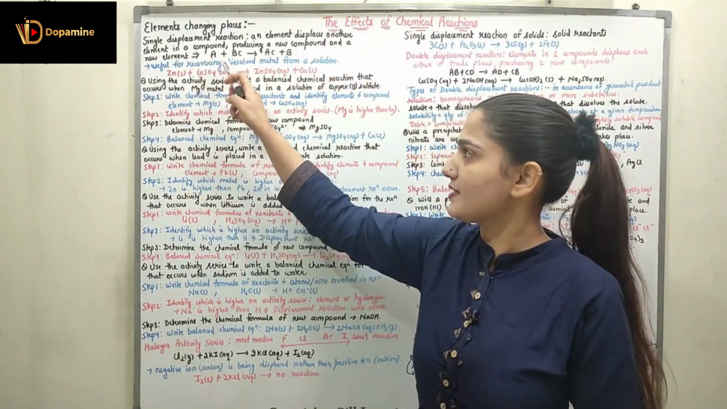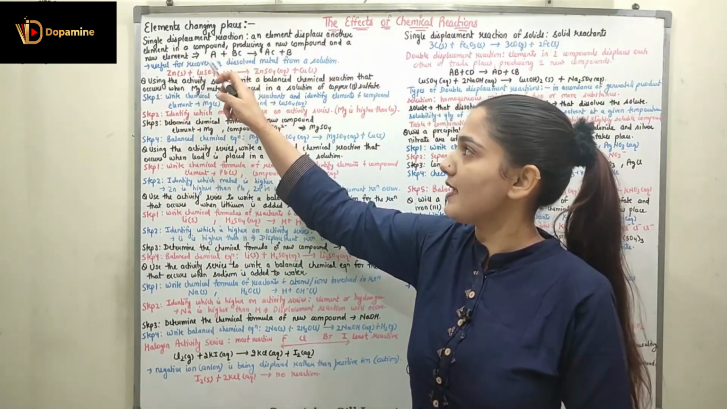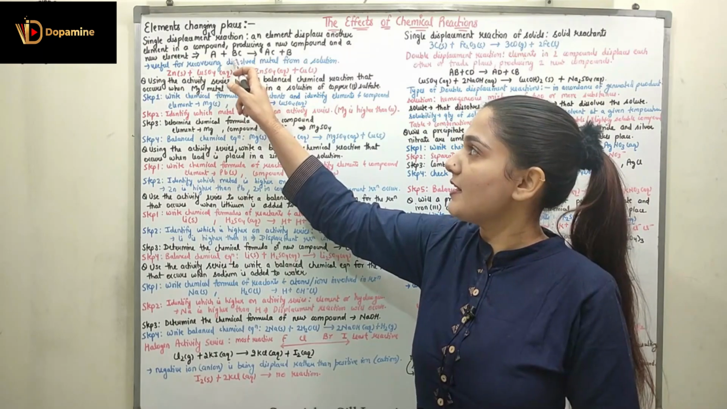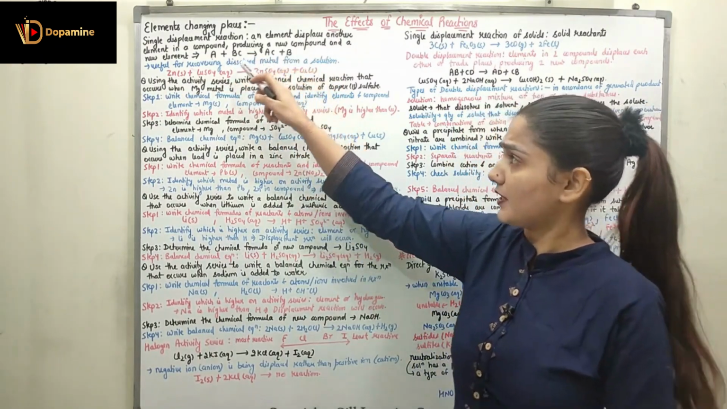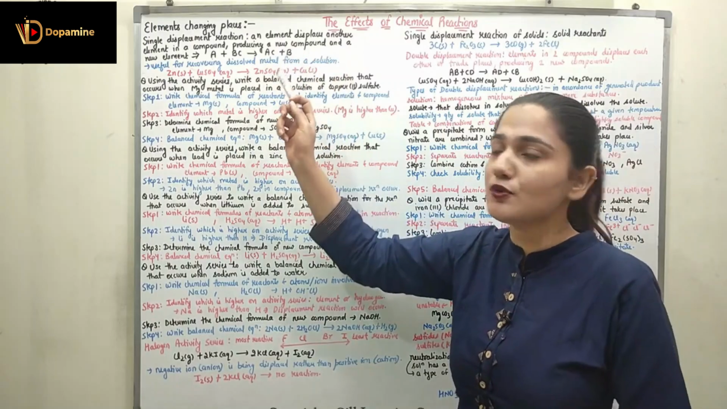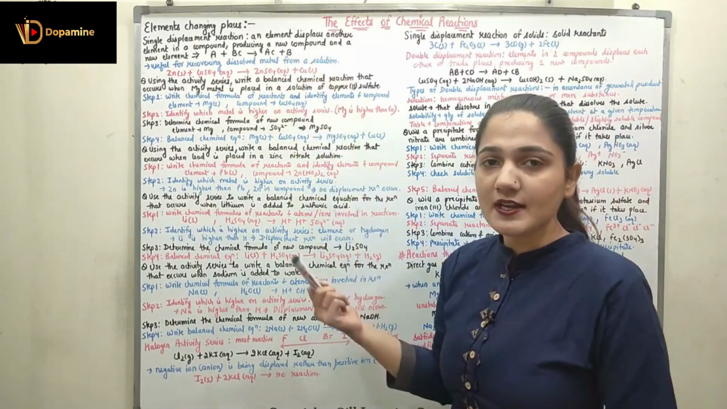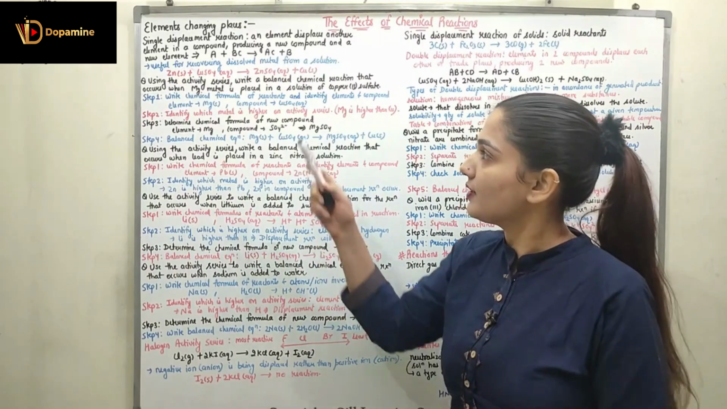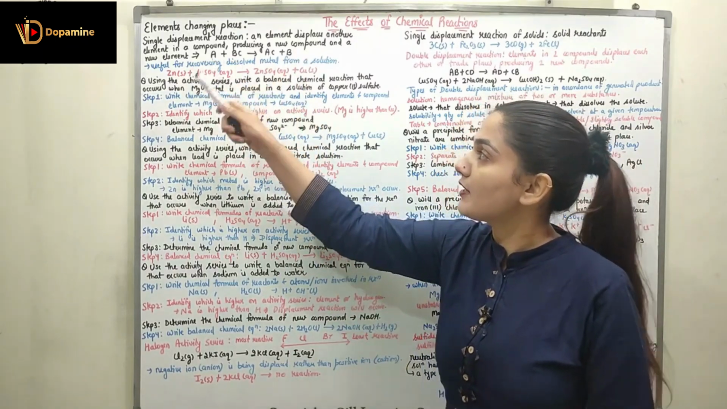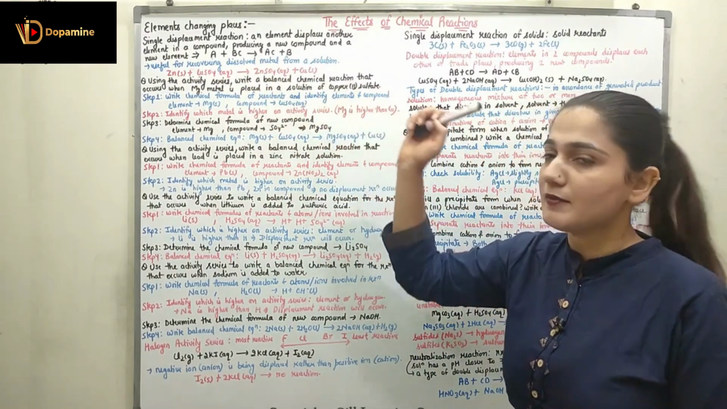So here we can understand this as A plus BC. A is the element, B is the element present in the compound, so BC is the compound. It is going to form AC as a new compound and B as a new element after the single displacement reaction. It is useful for recovering the dissolved metal from a solution.